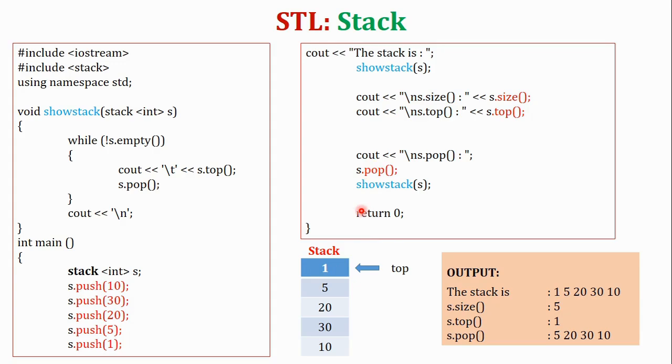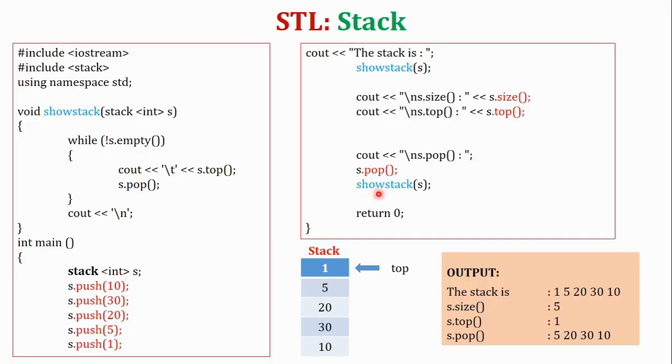So what is the role of the pop here? It will delete the element. That is, it will delete the top element. Which one is the top element here? So 1 will be deleted. The top will decrement, then it will point to the next element, 5.